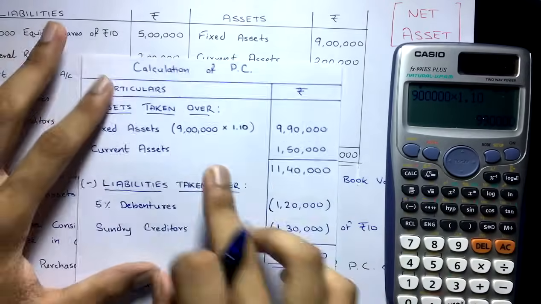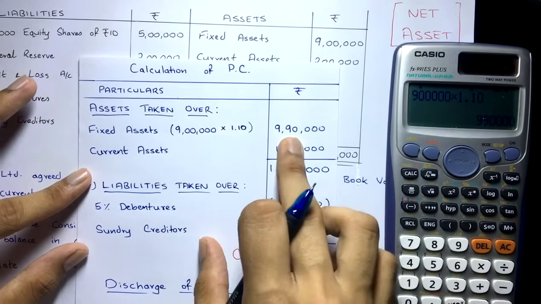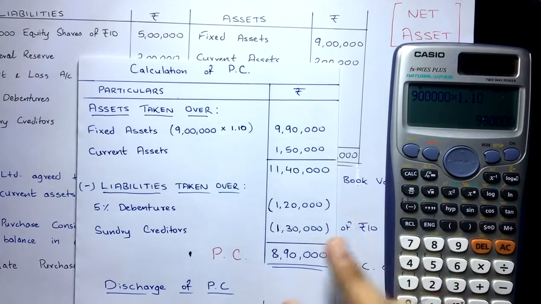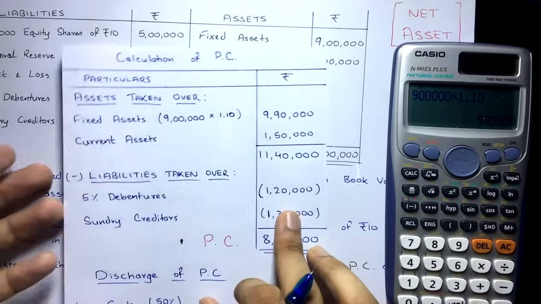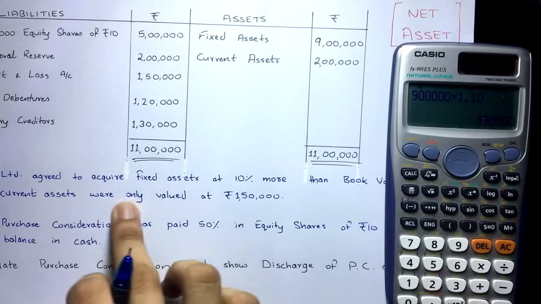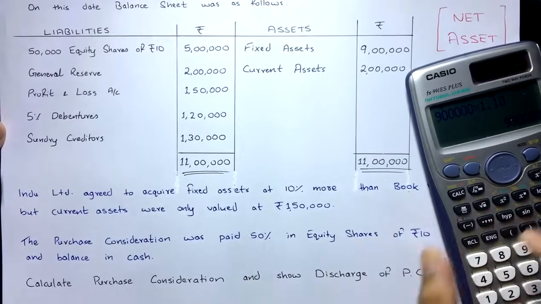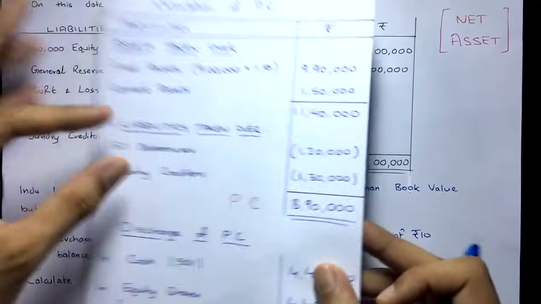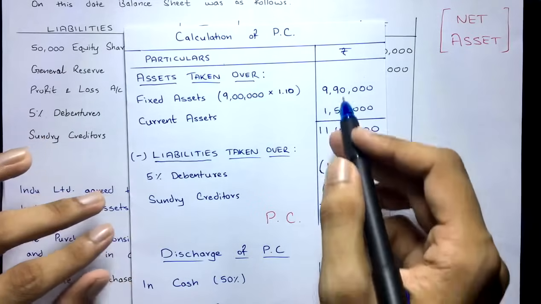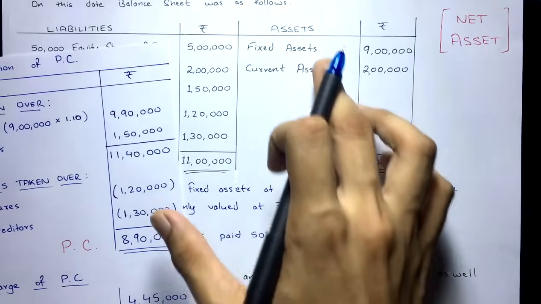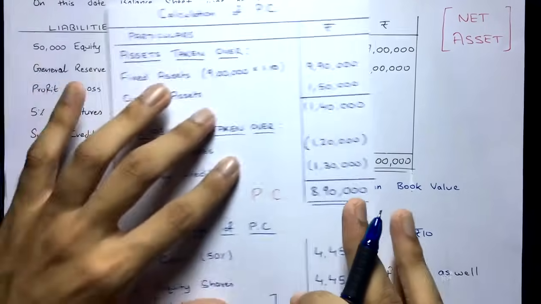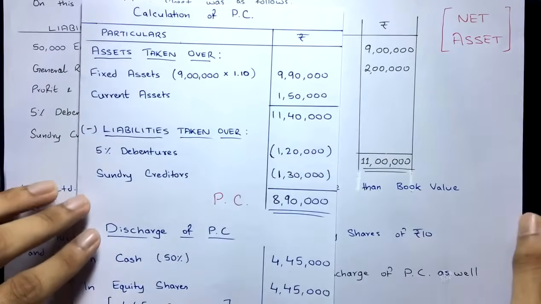So that is how I calculated this. 9 lakh into 1.10, that is equal to 9,90,000. Fixed asset and current asset agreed value is given in the additional information, that is current assets were only valued at 1,50,000. So take that directly and then add it up, because those are the only assets, fixed asset and current assets here in this problem. So that's equal to 11,40,000.